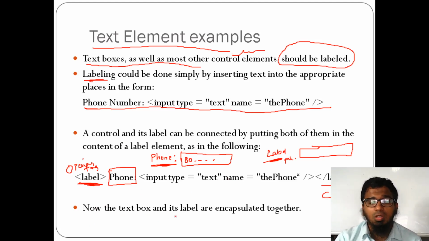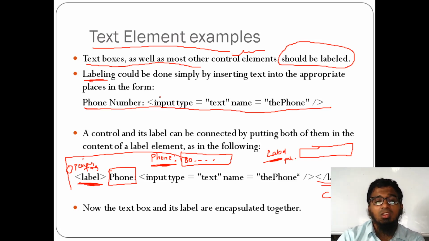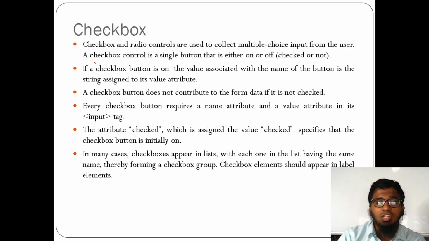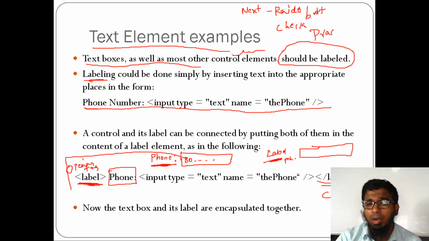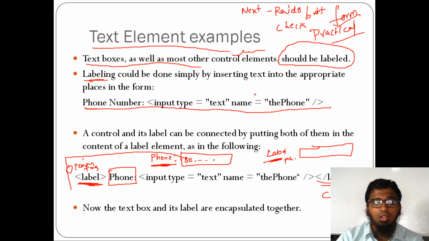Now the text box and its label are encapsulated together at one place. In the next class, we will see the checkbox and radio button, and we will do the practical on forms. So today is this theory.